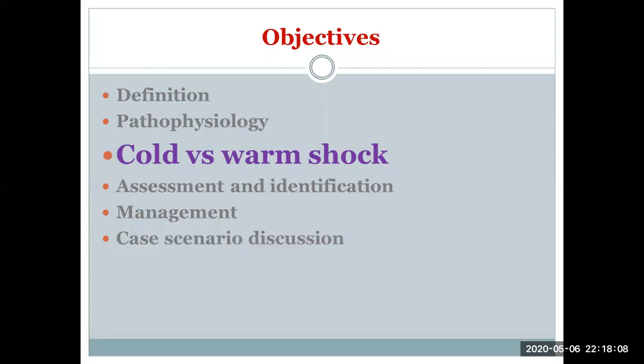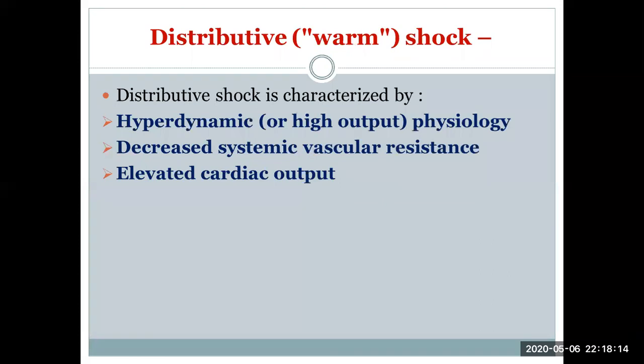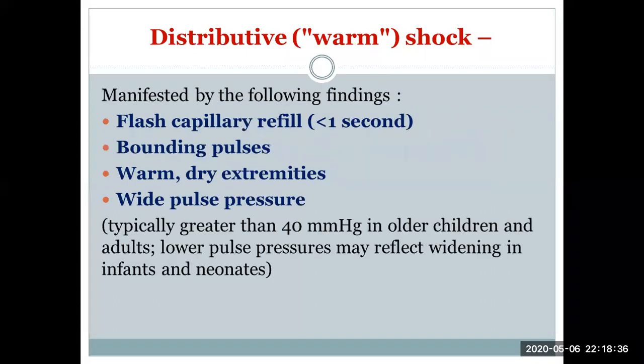Okay, moving to the types, we'll discuss the types of shock, cold versus warm shock. Warm shock, which is called distributive shock, is characterized by hyperdynamic or high output physiology, decreased systemic vascular resistance and elevated cardiac output. So these patients will come to you flushed, with brisk capillary refill, you might classify it as normal, but actually they hide early signs of warm septic shock. The manifestations will be a flash capillary refill less than a second, bounding pulses, warm, dry extremities, wide pulse pressure, typically more than 40 millimeters of mercury in older children.